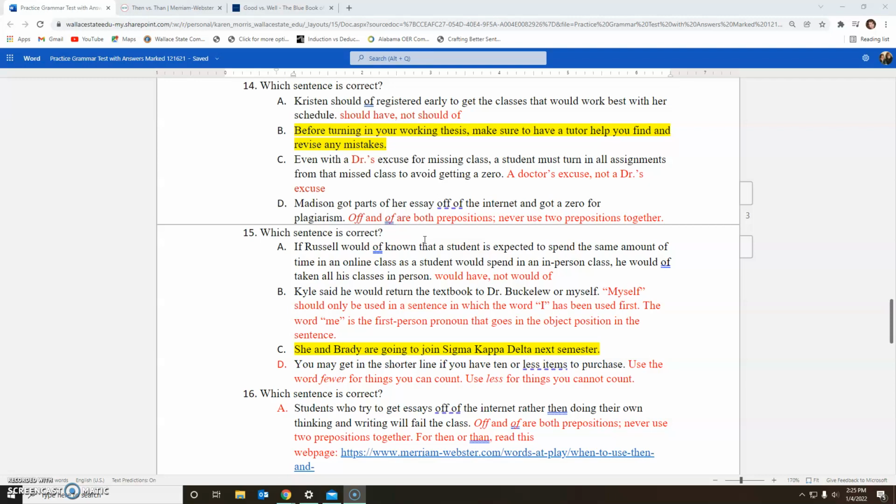All right, number 15. We talked about "should have" and "would have," so we don't want to have "would of," and that's the case for both of these. You got some help with those with the underlining as well.